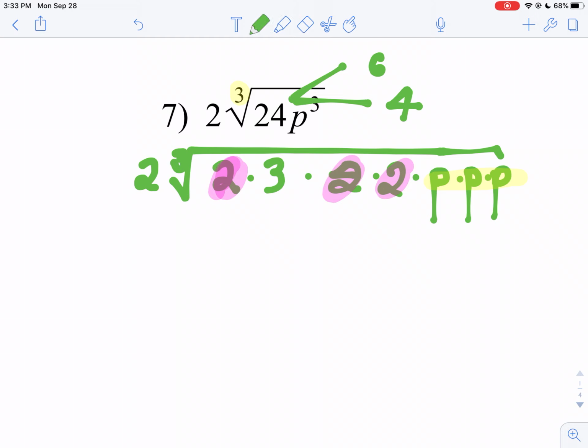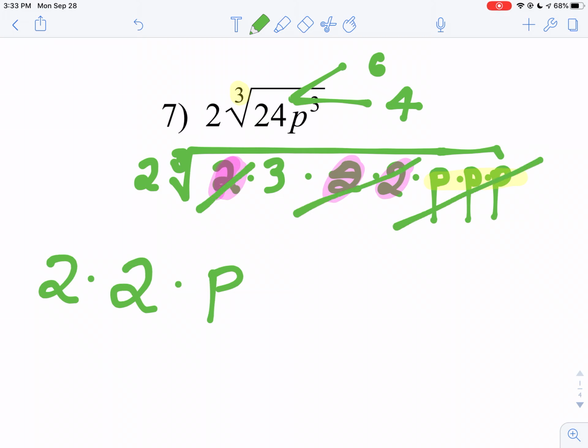So I have a 2 outside, that's from the original coefficient. And then I can take a 2 out, that's for the pink highlighted numbers, the group of 3 2's. And I can take out a p, okay, for those 3 p's. Now don't forget to cross this out once you take them outside. Okay, only 1, not 3, not 2, okay? And then don't forget to write down what we have left. We have left inside the radical a 3, and we are working with a third root. You must write that down.